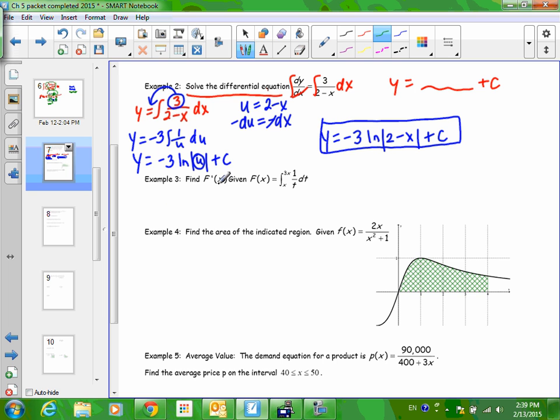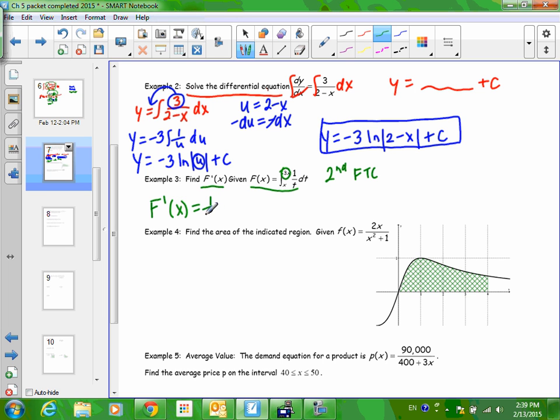Okay, example 3. All right, finding f prime of x. When we're given an f of x that's an integral, in other words, we're deriving an integral, what theorem allows us to make this an easier problem? Second. That's exactly right. Second fundamental theorem of calculus. Because if we don't know this theorem, then what we have to do is integrate the whole thing and then derive the whole thing. We can bypass both of those by applying this theorem, which says all we got to do is plug in the upper bound.